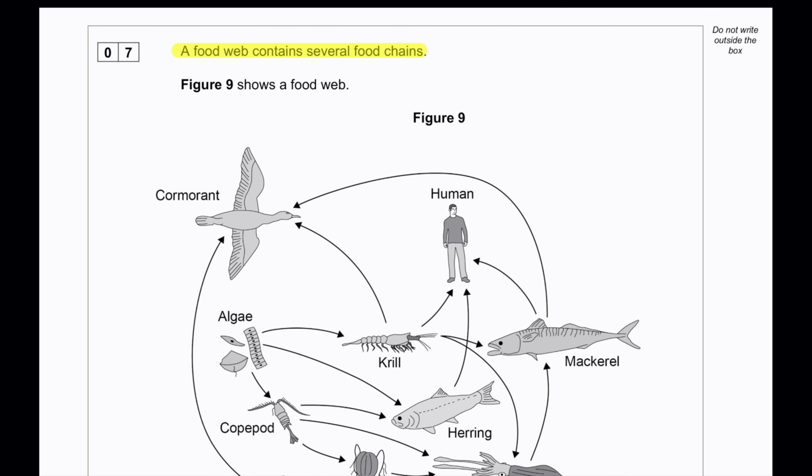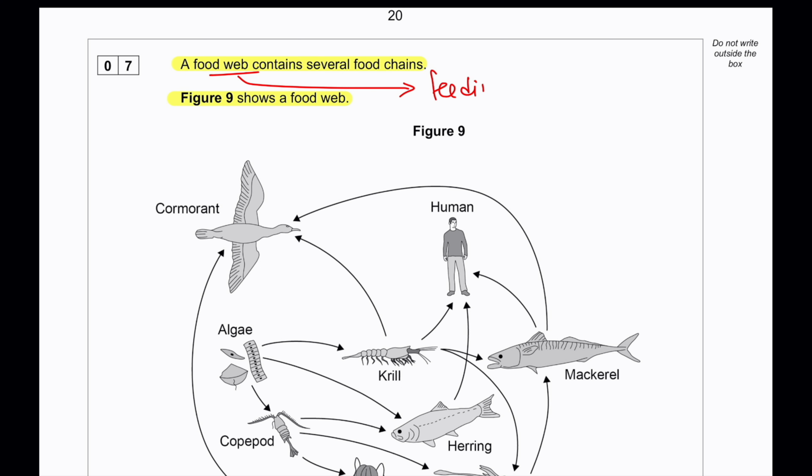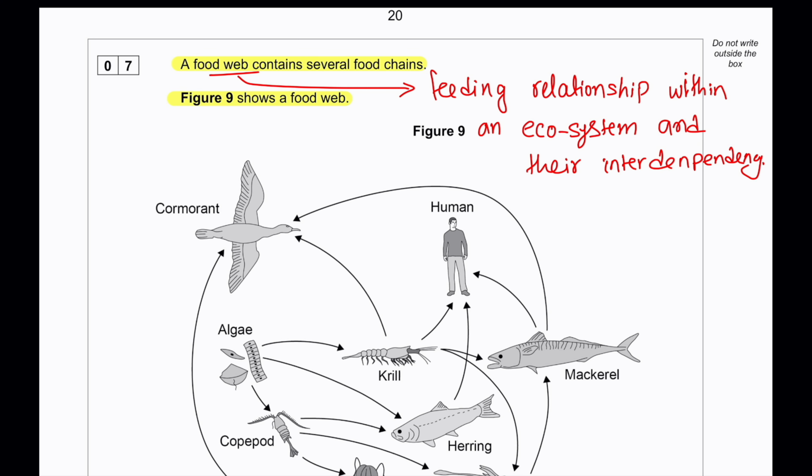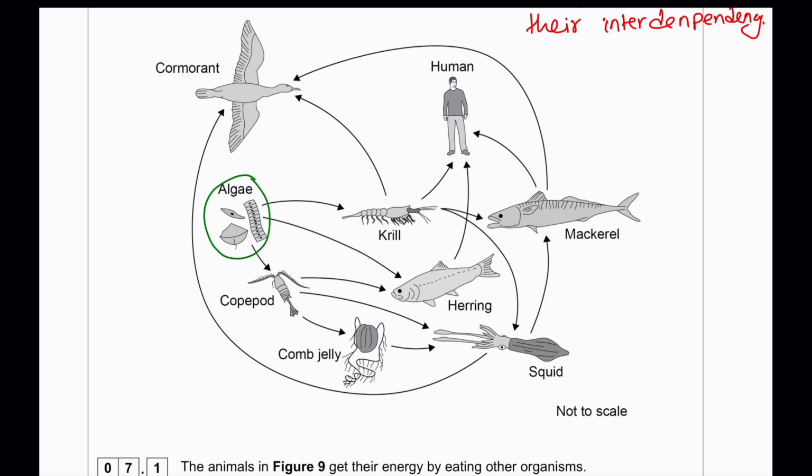A food web contains several food chains. Figure 9 shows a food web. So a food web shows feeding relationships within an ecosystem and their interdependency. In this food web, the algae is the producer. This makes the krill a primary consumer, copepod a primary consumer, herring also a primary consumer, but a secondary consumer with respect to copepod, and so on and so forth. We can see human is one of the tertiary consumers or apex predators. Another apex predator represented is the cormorant. An apex predator is a top predator that doesn't have any organism feeding on it.